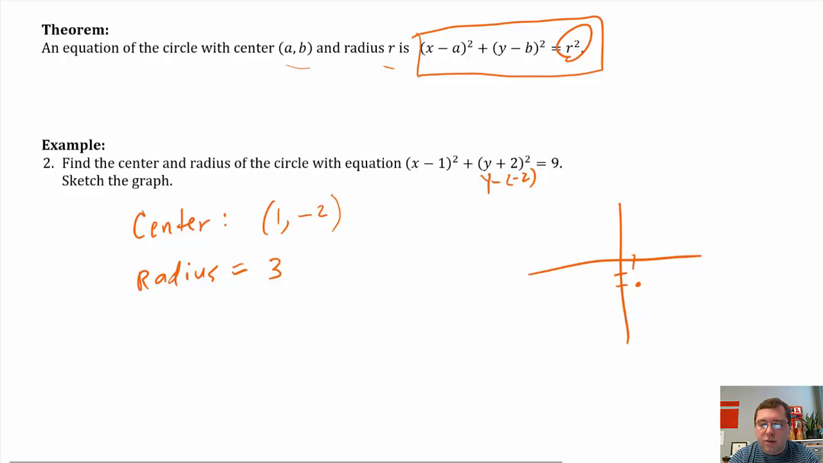So if we move up 3, 1, 2, 3, that's a point on the circle. If we move to the right 3, 1, 2, 3, that's a point on the circle. If we move to the left 3, that's a point on the circle. And if we move down 3, that's a point on the circle. And there's infinitely many other points, but having those 4 at least allows us to get a good graph of the circle. And that's what we're asked for.